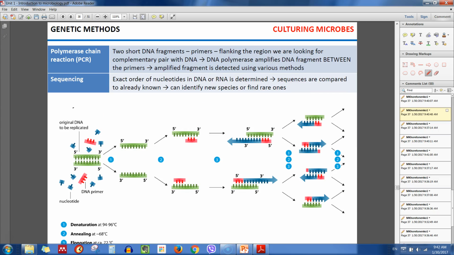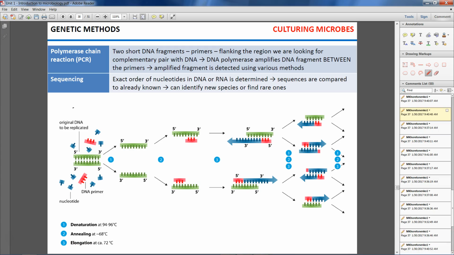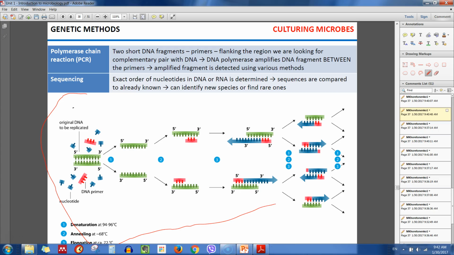Now, genetic methods. This is the one that we're going to talk about, the PCR, the one that's illustrated on this picture. I bet some of you have heard about it. Who's heard about PCR, polymerase chain reaction? Okay, it's a very common diagnostic method in the lab.